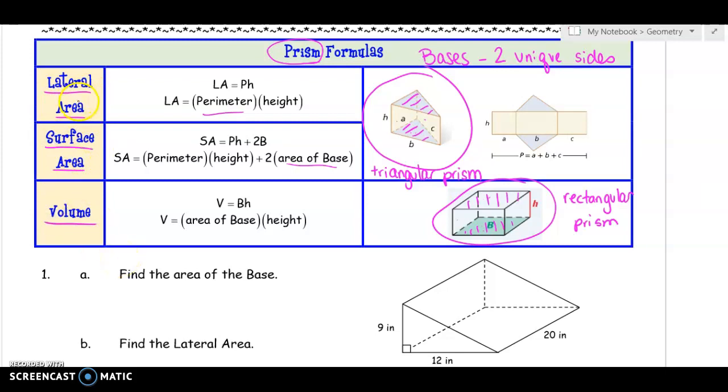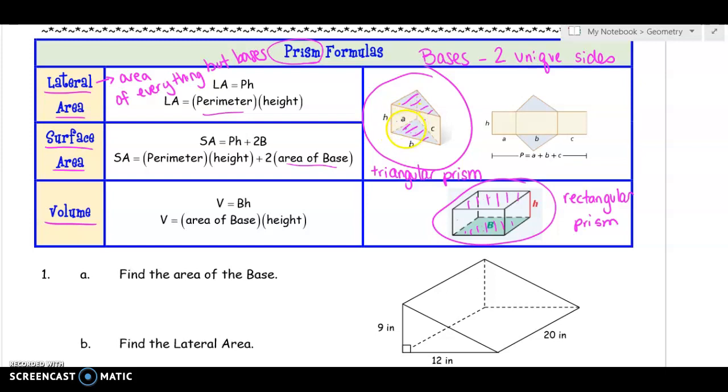The lateral area is the area of everything but the bases. So it's like finding the area of, in this triangular prism, all three rectangles and adding them together. That would be your lateral area.